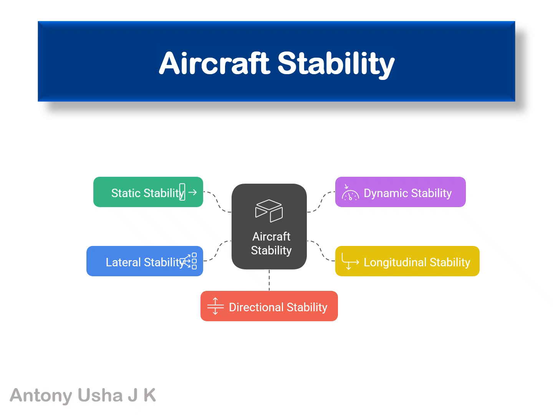Next, the lateral, longitudinal and directional stability, which are based on the axis. These are the axis-based stability types. Under longitudinal stability, which is based on pitch, static stability is controlled by the CG, which is based on the tail plane. For dynamic, there are phugoid and short period oscillation.